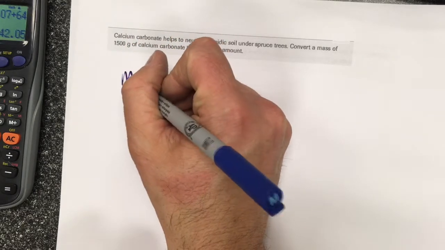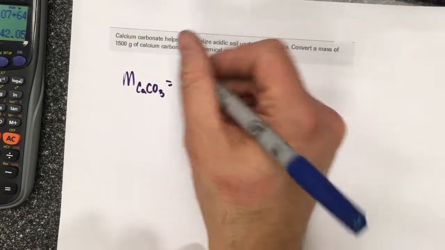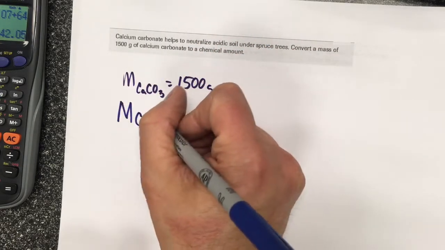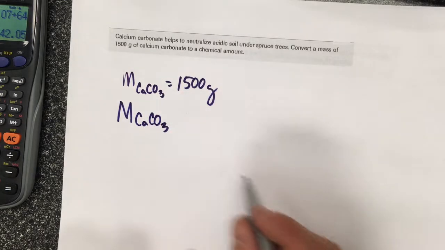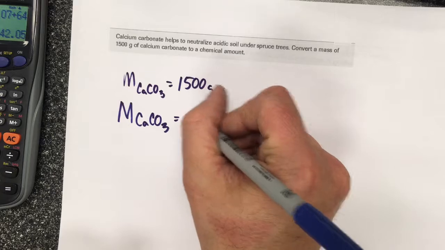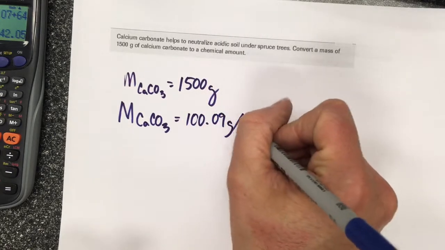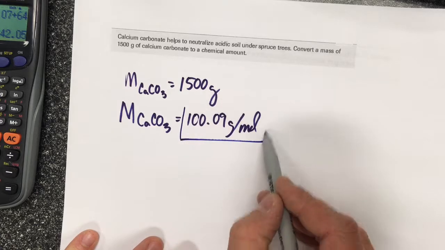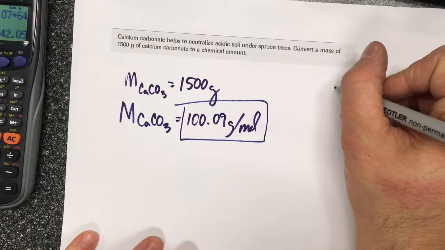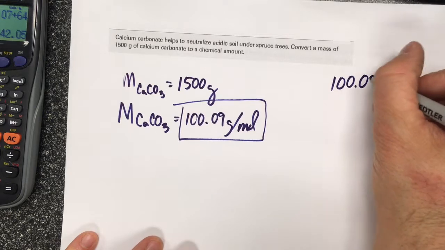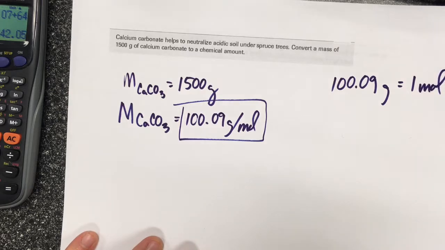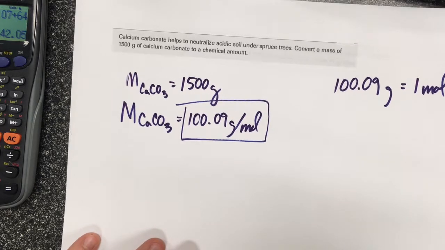So the mass of calcium carbonate is going to be 1,500 gram. And the molar mass of calcium carbonate, which is made of 1 calcium, 1 carbon, and 3 oxygens, is 100.09 gram per mole. If you're not sure how to calculate that, there's a video that helps to explain how you calculate molar masses. Now this value is a relationship. So for calcium carbonate, 100.09 grams is for 1 mole of calcium carbonate. So they're equivalent. So we can use them as a conversion factor.